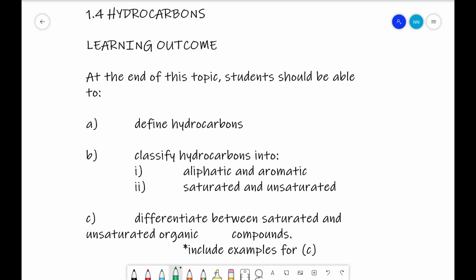So let's get started. Before we begin our adventure in hydrocarbons, let's look at the learning outcome. At the end of this topic, you should be able to define hydrocarbons. Next is classify hydrocarbons into a few categories, which is aliphatic and aromatic, saturated and unsaturated. You should also be able to differentiate between saturated and unsaturated organic compounds. In this video, we will also be including examples for how to differentiate between saturated and unsaturated organic compounds. So let's get started.